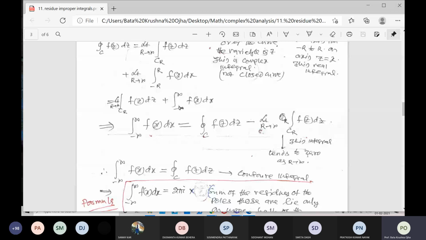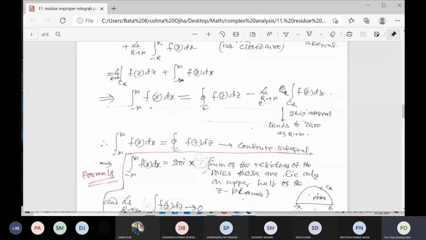The integral from minus infinity to infinity of f(x) dx equals the integral over the closed curve C of f(z) dz. The right side is the contour integration taken over the closed curve. What is that value? That value is 2 pi i times the sum of the residues at the poles that lie only in the upper half of the z plane, because your contour is in the upper half. So that is the formula: the value of the integral is equal to 2 pi i times the sum of the residues.